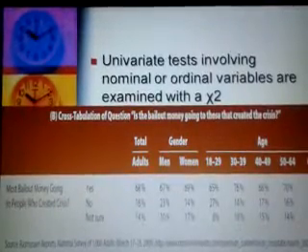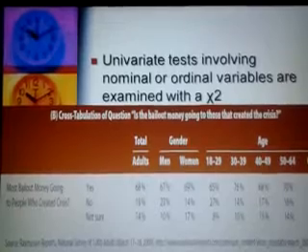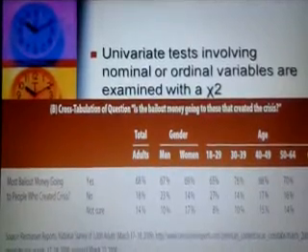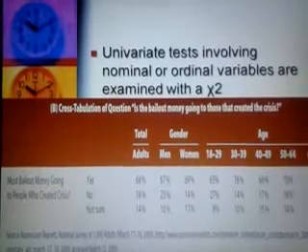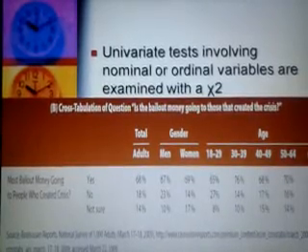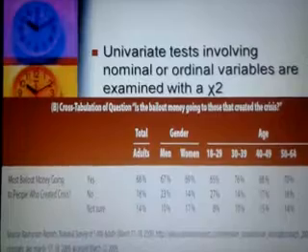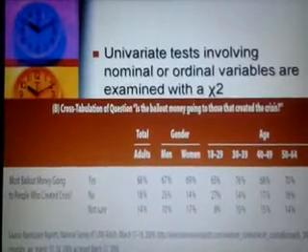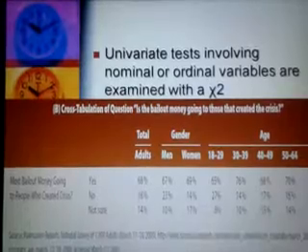The chi-square test is used specifically for those variables which are in nominal or ordinal scales. It cannot be used for variables in ratio or interval scale. It can be used for nominal or ordinal scale variables.